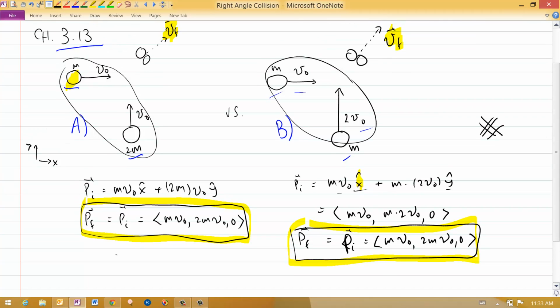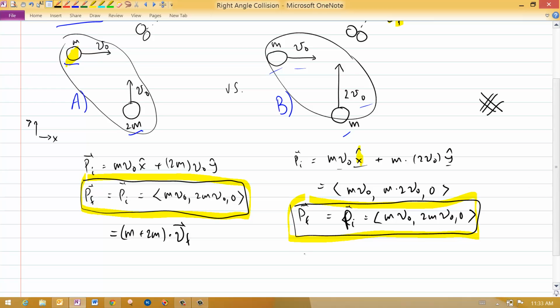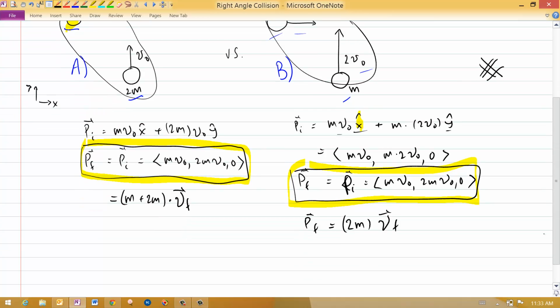To know how fast this thing is going, the final momentum is equal to the total mass in the system, which is m plus 2m, times v final. That's just saying what is the momentum of the system. Over here in case B, the final momentum is equal to the mass of the system, which is now different. There are two cars, 2m, not a car and a truck, times v final. So we have two systems that have the same momentum, but this one has more mass. So it's going slower. Case B is the one where v final is the biggest.